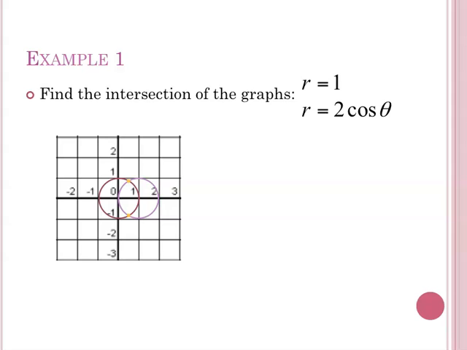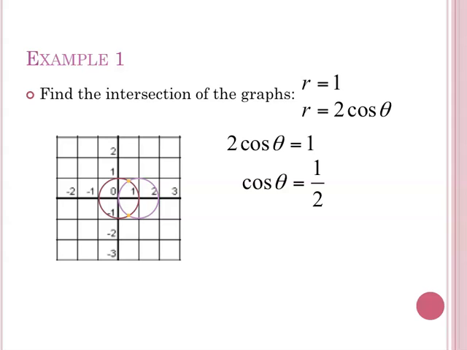So now, how do we go about solving this algebraically? Well, the two equations that we were given are r equals 1 and r equals 2 cosine theta. Since they're both in the form r equals, we can just simply set them equal to each other. So 2 cosine theta equals 1. And if we get cosine theta by itself, we have cosine theta equals 1/2.